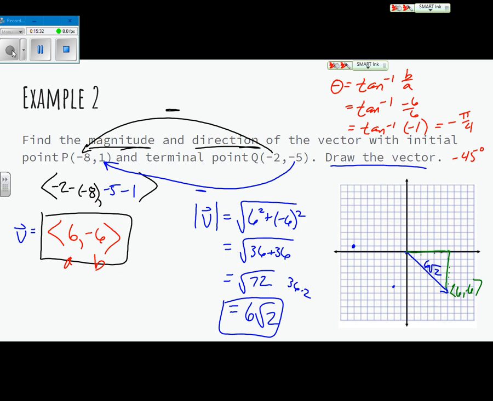A lot of times, I looked ahead at your homework, and they're going to want this angle between 0 and 2 pi.